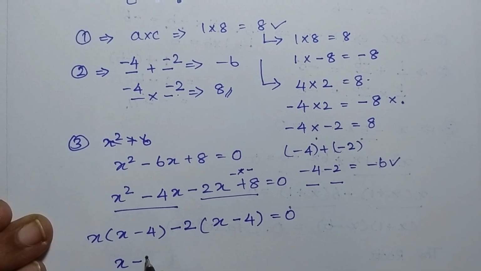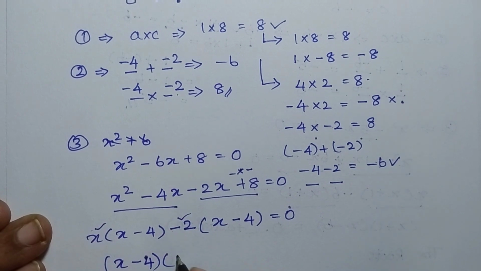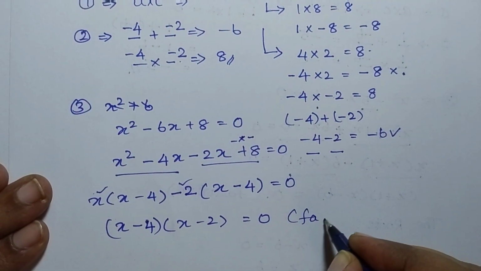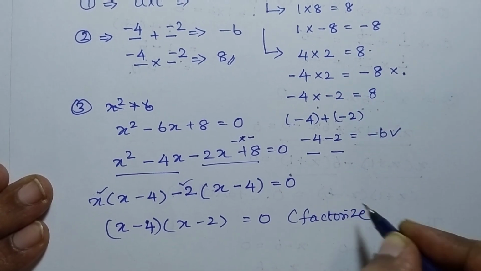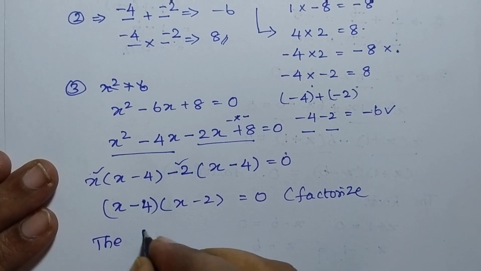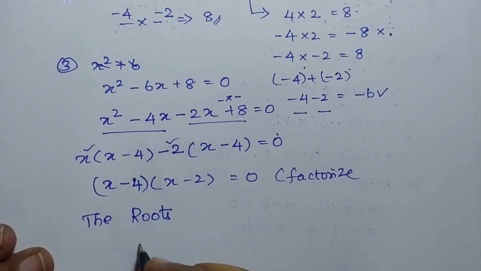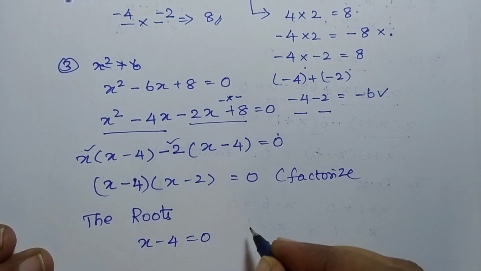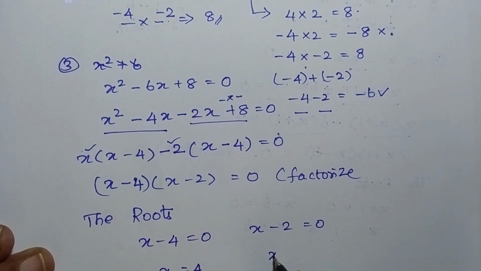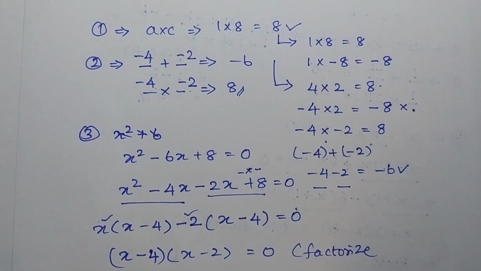X minus 4. Here x minus 4 is common. Remaining is x and minus 2. X minus 4 times x minus 2 is equal to 0. So this is the factorized form of this quadratic equation. If they ask you to find roots, then follow the same steps as we discussed in the previous problems. X minus 4 is equal to 0. X minus 2 is equal to 0. X is equal to 4 and x is equal to 2. And 4 and 2 are the roots of this quadratic equation.